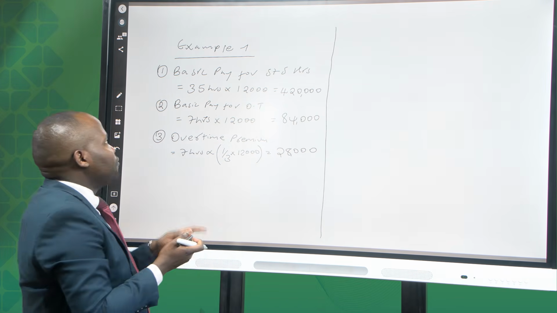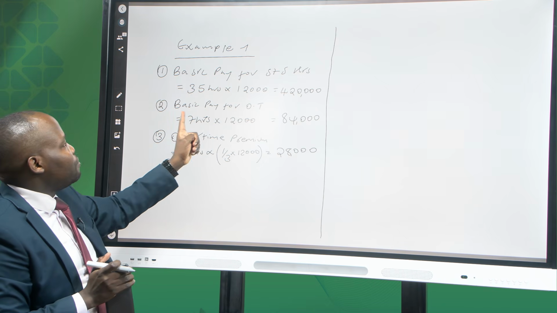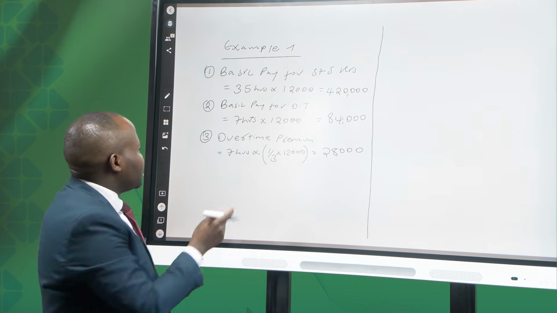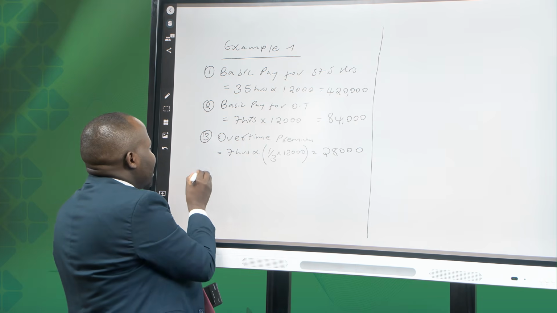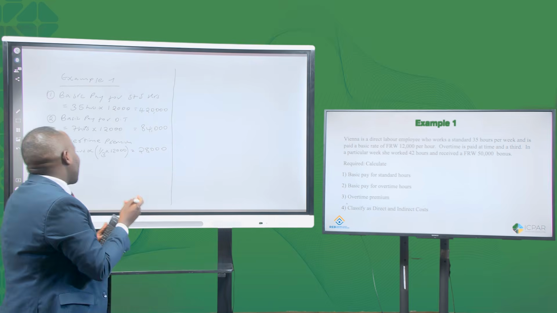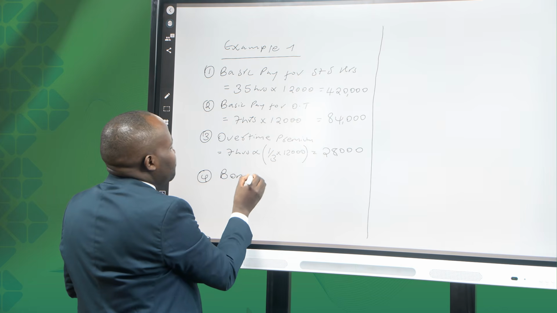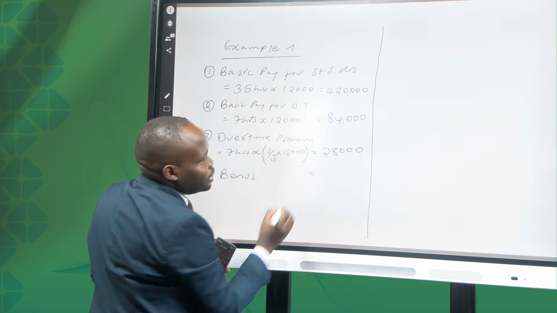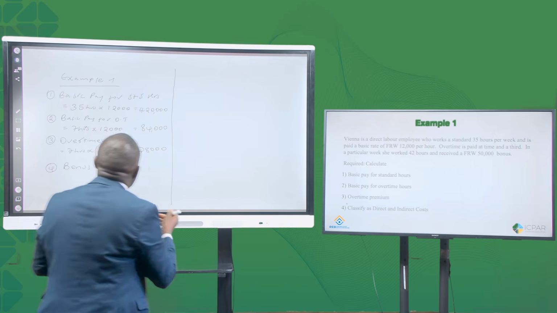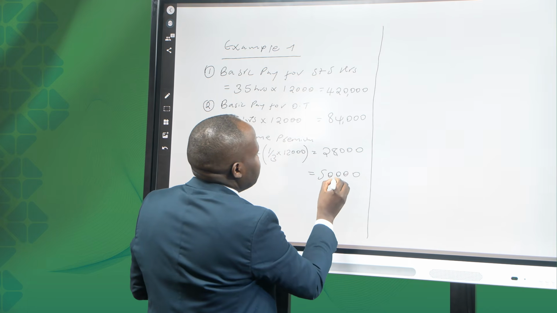Apart from that, we've looked at basic pay for standard hours, basic overtime, and overtime premium. Let's add another item before we go to classification. The other item that this employee was receiving was a bonus of 50,000.